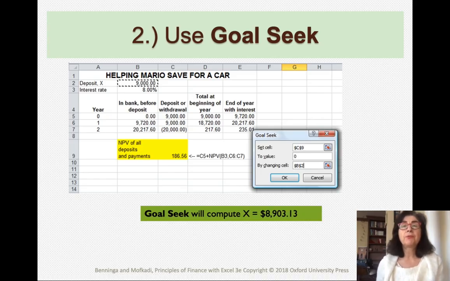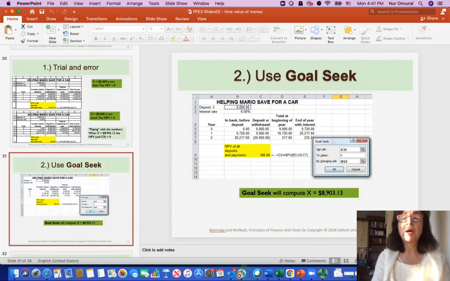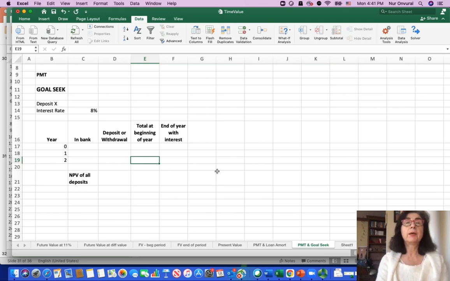What we are going to do is first create this Excel spreadsheet to understand these calculations, and then we will use the goal seek function to let Excel calculate for us the amount that we are looking for. So let me go to the Excel spreadsheet.